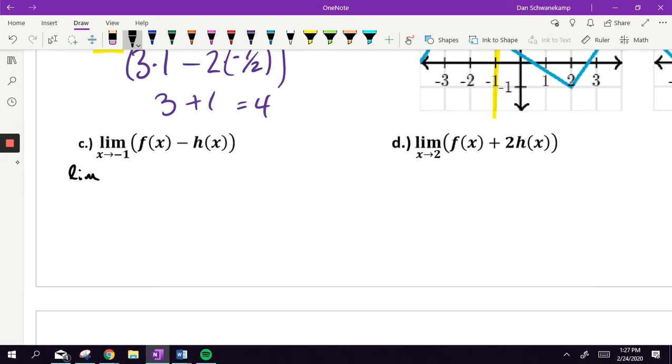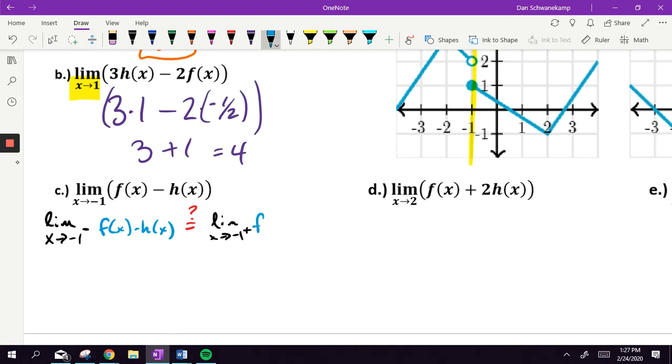We're going to look at the limit as x approaches negative 1 from the left-hand side, and then I'm going to look for the limit as x approaches negative 1 from the right-hand side, and I'm going to see if these two limits are equal to each other. Because if the limit from the left and the limit from the right are equal to each other, then we're good. We have a limit. So we're doing f of x minus h of x. Let's look at that and see if it's true here.